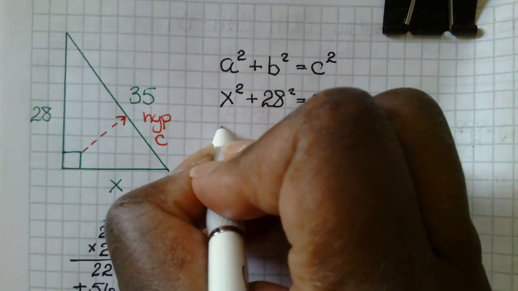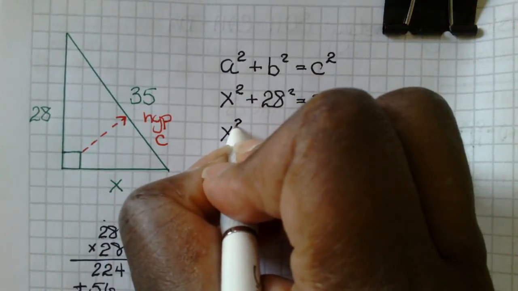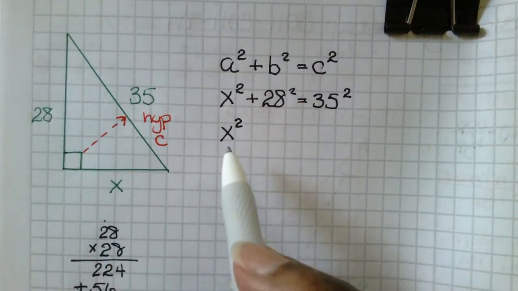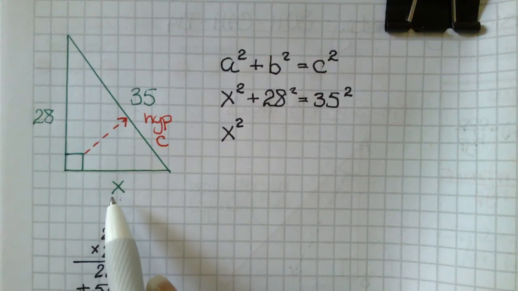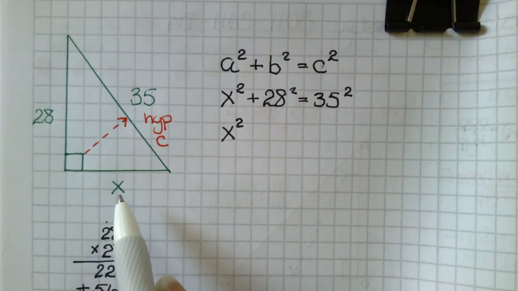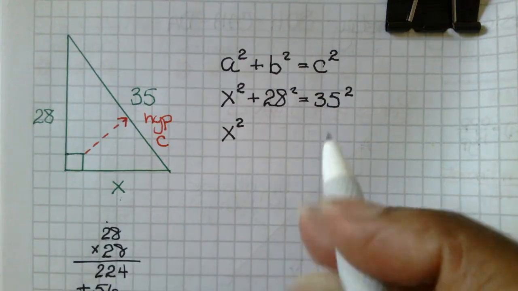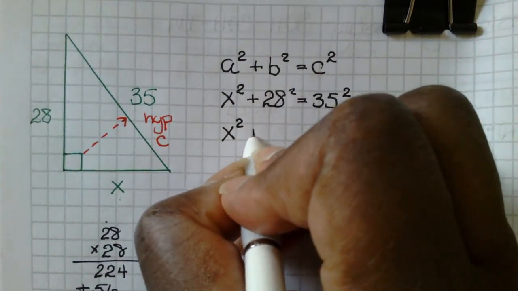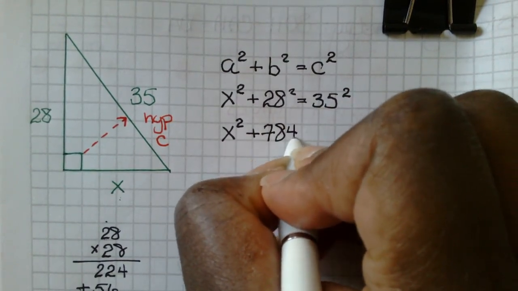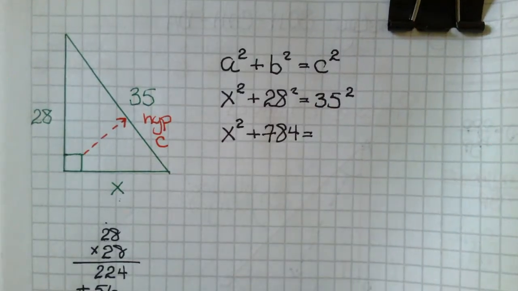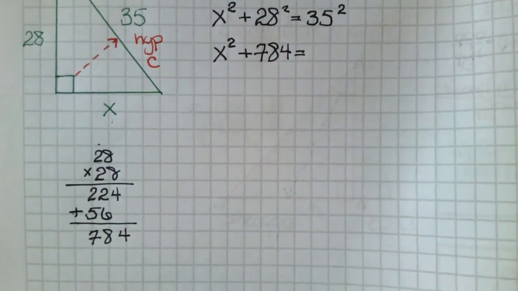So here we have our unknown squared. And the reason why I chose that is because that's the unknown side. This could have been your B. This could have been your A. They're interchangeable. It doesn't matter which one's going to be the A and which one's going to be the B. Okay? So now we have our 784 is equal to our 35 squared.